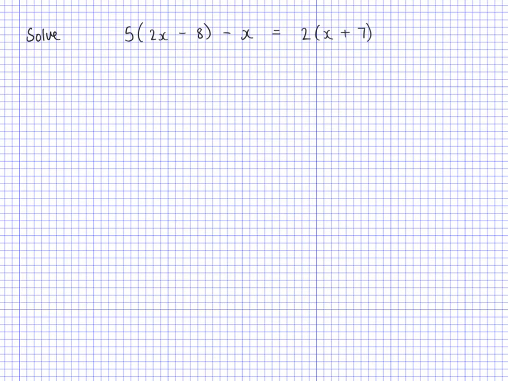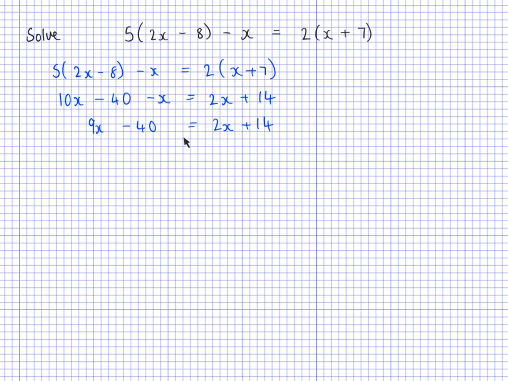So I'm going to expand the brackets. Let's write it first. So 5 bracket 2x take away 8 take away x equals 2 bracket x plus 7. So expanding, 5 times 2x will give me 10x. 5 times negative 8 will give me negative 40. Take away x, I need to write here, equals 2 times x is 2x, 2 times 7 is 14. Now I have 10x and a negative x here on the same side. That simplifies, so I'm going to simplify that first. So 9x take away 40 equals 2x plus 14.